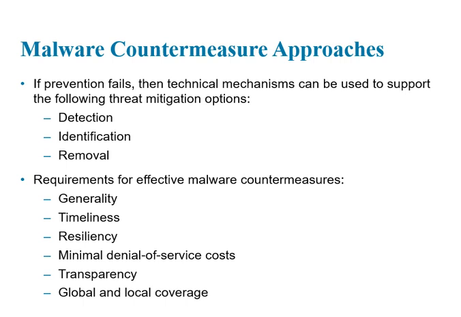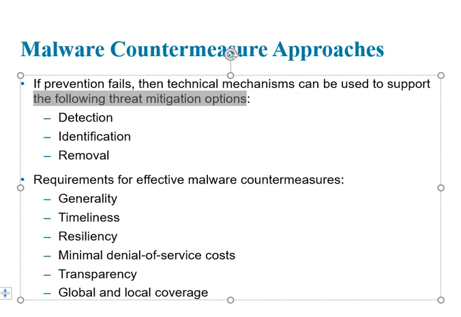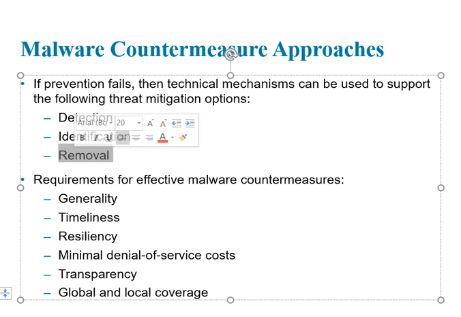And then now we look into the specific countermeasure approaches for malware protection. If prevention fails, like our awareness is not effective enough or the access control is not effective enough, then we need technical mechanisms which can be used to support the following threat mitigation options: detection, identification of the malware or attack, and how to remove it. So detect, identify, and remove are the three main mitigation options.